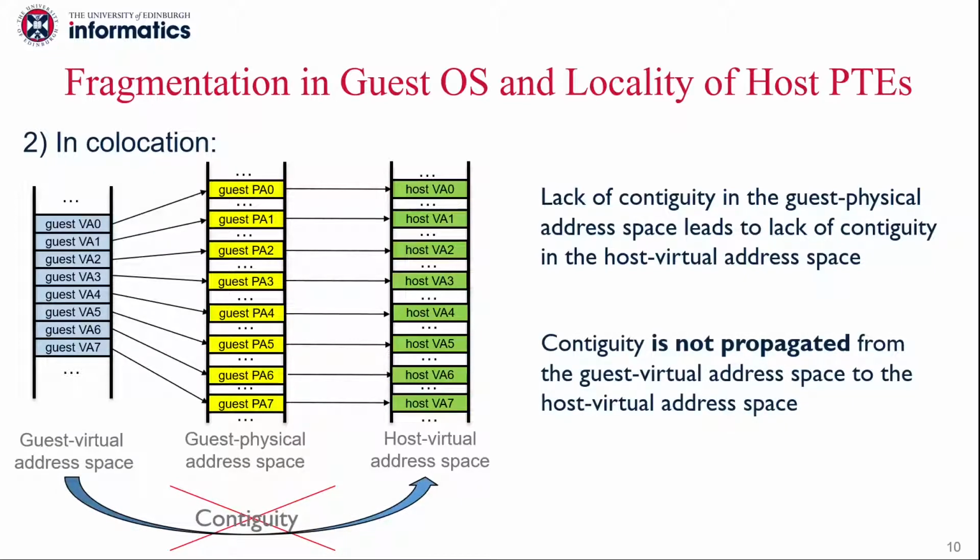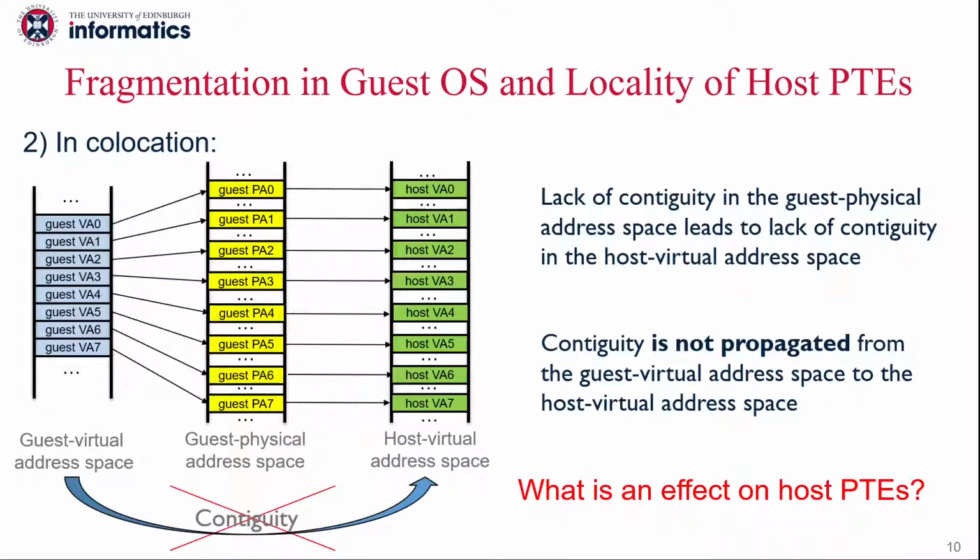As a result, contiguity is not propagated from the guest virtual address space to the host virtual address space. To sum up, in collocation, the Linux memory allocator scatters pages all over the guest physical memory, making pages that are nearby from a perspective of an application distant from each other in the host virtual address space.